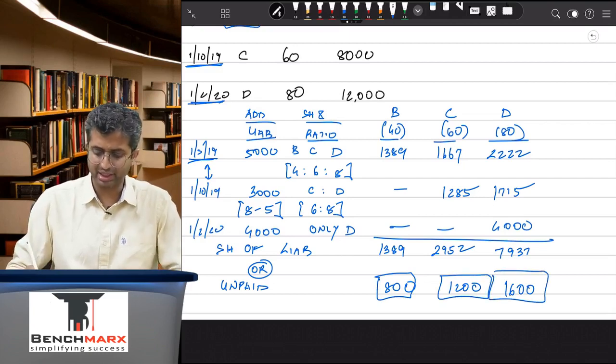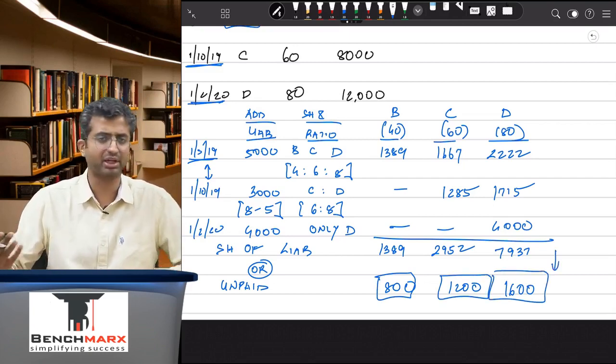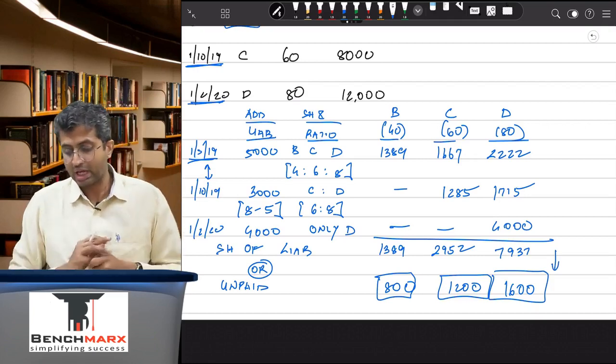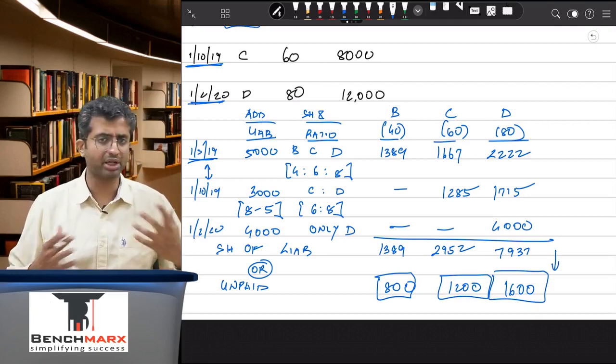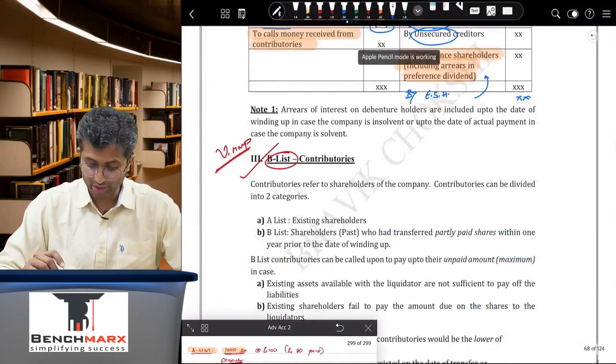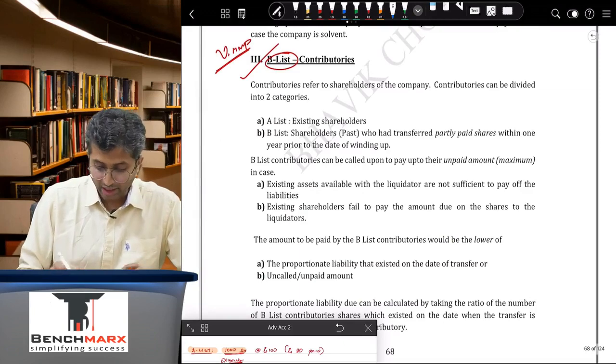So it is not necessary that here we have taken numbers in a way that the unpaid amount only comes, but it is possible that some of them may be the unpaid amount, some of them may be the liability amount. So this is how your working will be done for a B list contributory. This is something which is important. I'll just glance through it.